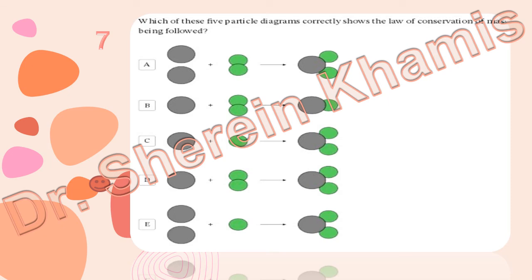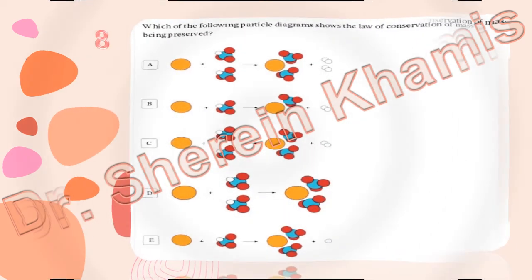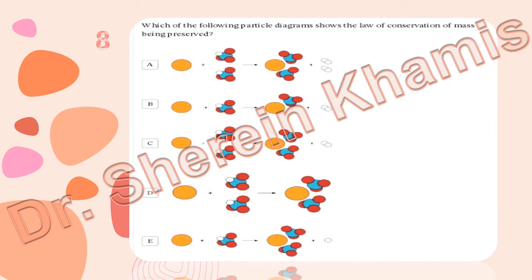Okay, let's go into question 8. So we have circles here: which of the following particle diagrams show the law of conservation of mass being preserved? Okay, we have one orange atom and one product, two white, but here we have the product 4, so the first one will be wrong.